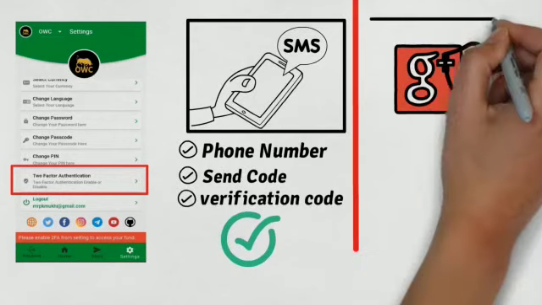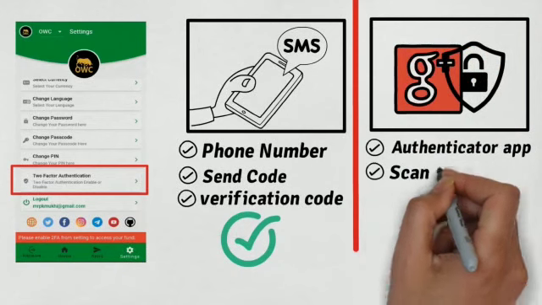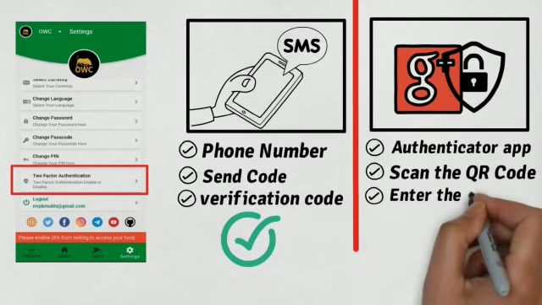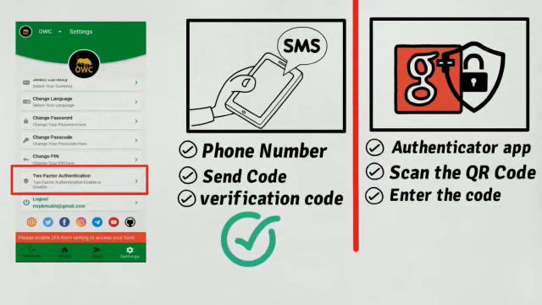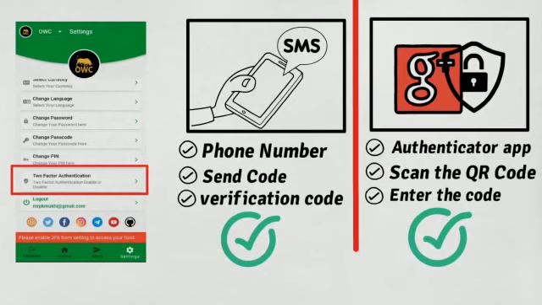7. If you select Google Authenticator, install the Google Authenticator app on your device, and scan the QR code provided in the Oduwapay app. Enter the code generated by the Google Authenticator app in the space provided in the Oduwapay app and tap on Verify Code.